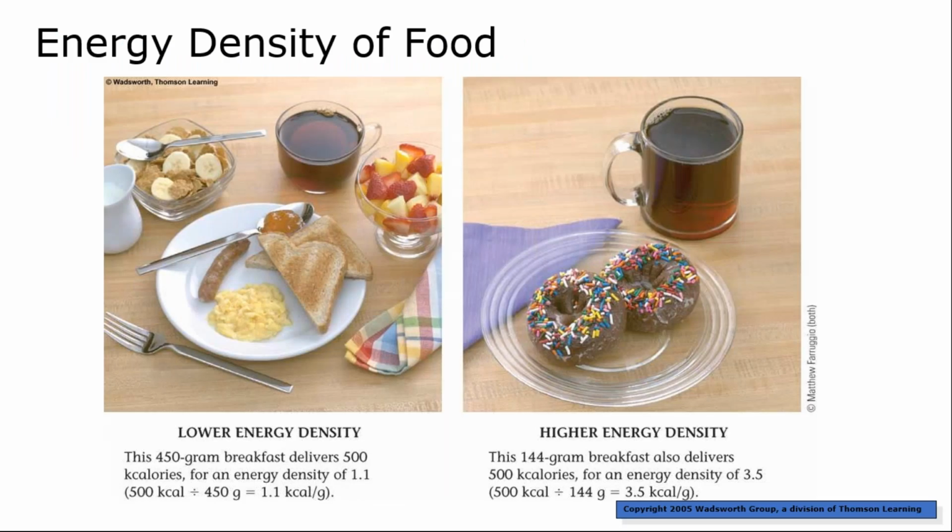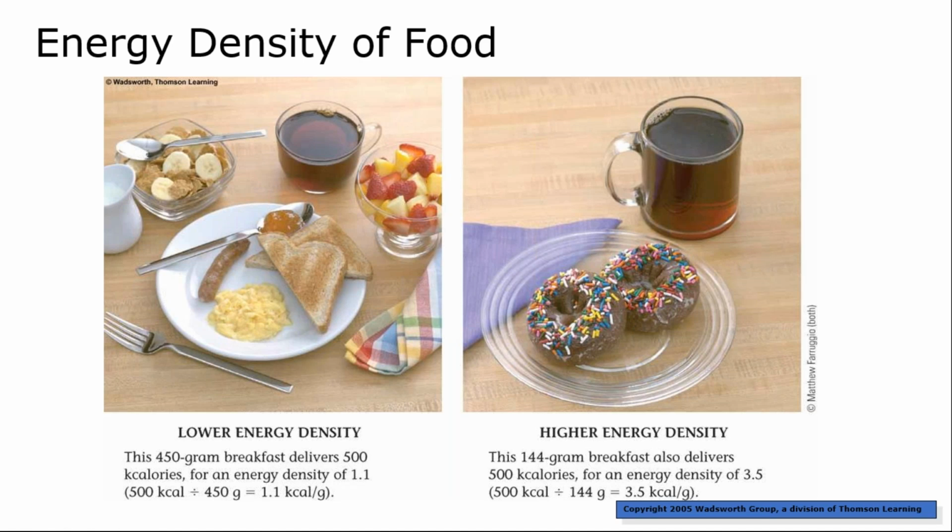So what is an energy dense food? You look at this meal for a breakfast. So you have egg, you have toast, and you have juice or anything. The total weight of this is 450 grams. However, the energy from this 450 grams is 500 kilocalories. On the other hand, what you see on the right-hand side is only a 144 gram breakfast, but it also delivers 500 calories. So this is an energy dense food, and this is a lower energy dense.